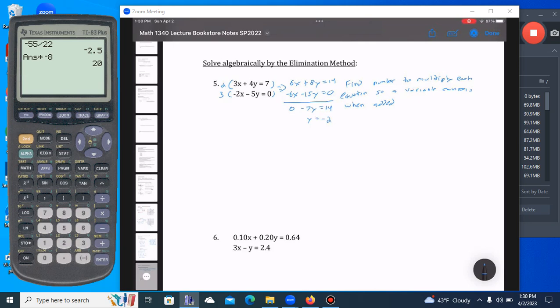Now that we have that, we can go back to our original equations. Pick one of them, whichever is easiest, which I'm going to say the easiest one is negative 2x minus 5y equals 0, and that's because of that 0. And you insert your y. So negative 2x minus 5 times negative 2 equals 0. Then negative 2x plus 10 equals 0. So we get 2x equals 10, so x equals 5. So your solution is 5, negative 2.